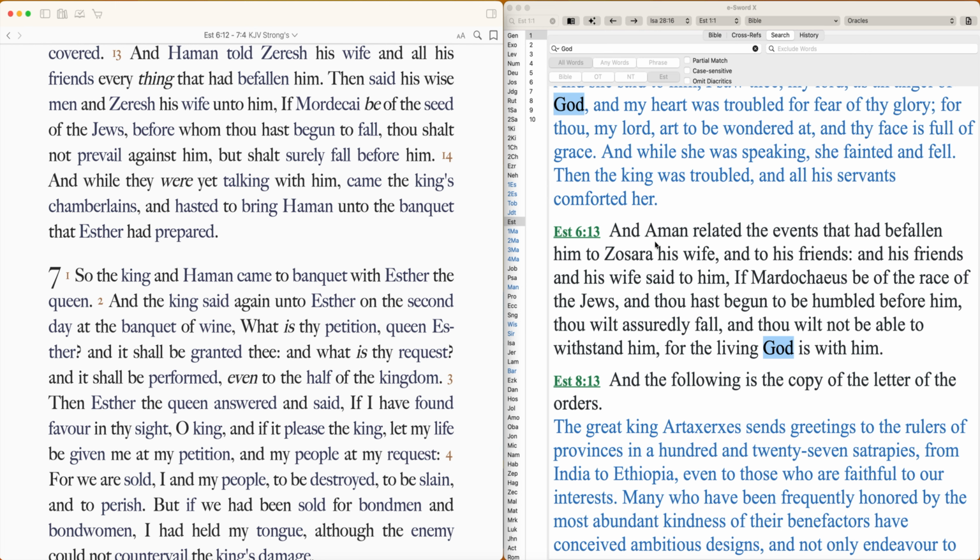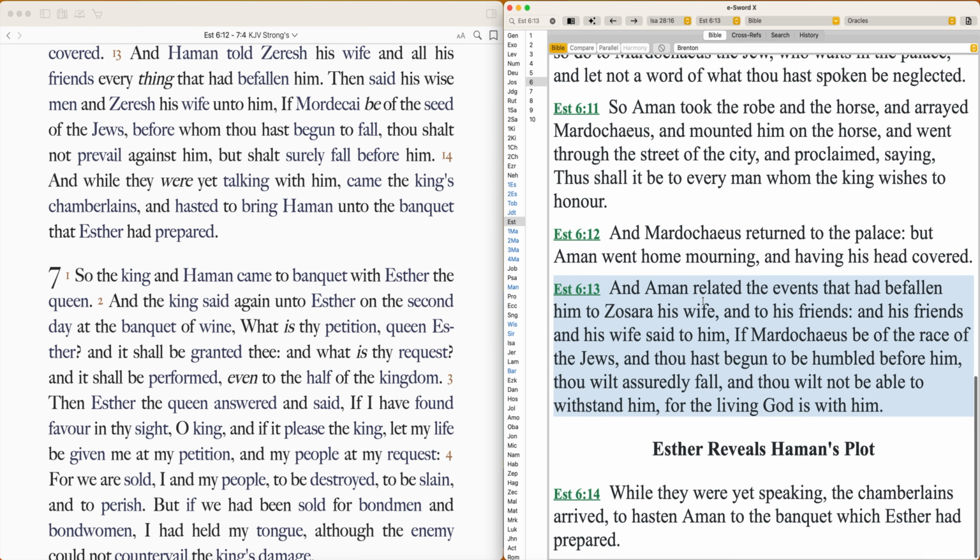Okay, so Esther 6:13. Over here on the top, and Haman told Zeresh his wife and all his friends everything that had befallen him. If Mordecai be of the seed of the Jews, before whom thou hast begun to fall, thou shalt not prevail against him, but surely shall fall before him. Okay, so here's that same verse in the Greek Septuagint over here on the right.